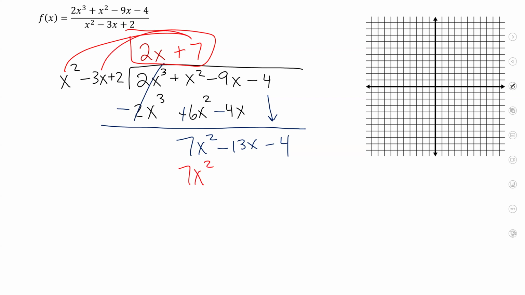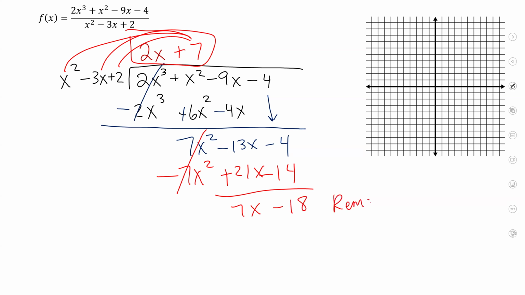-3x times 7 is -21x. 2 times 7 is 14. Go through and change the signs. I'm left with 7x minus 18. This is your remainder. We can't do anything else. We can't multiply. We're done. Okay, so 2x plus 7, that is your slant asymptote.